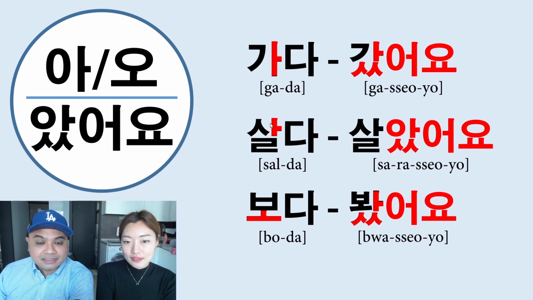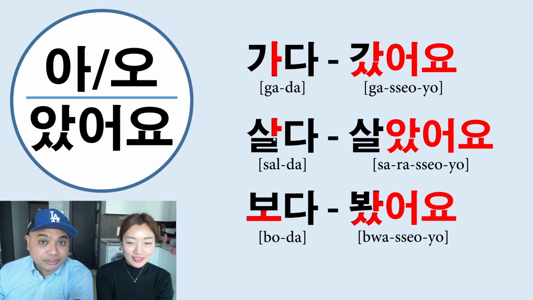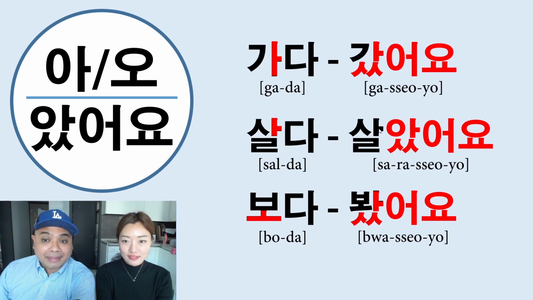And next we have 살다. 살다. This is never easy for me. I can never say it. 살다 means to live, like, where do you live? And to say that in the past tense, you need to say 살았어요. 살았어요.